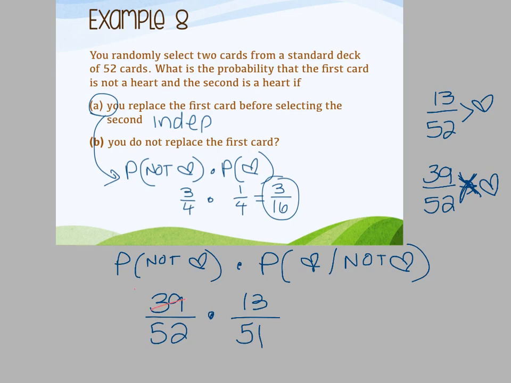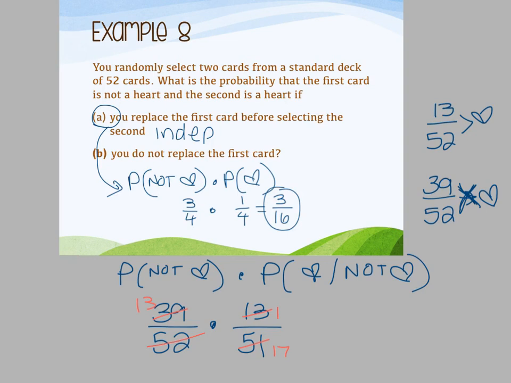So this would be 13 over 51. Why wouldn't it just be 3/4 times 13? Because you didn't put it back. What's the first card though? Oh, it could be 3/4. It's the same thing. Oh. Okay.